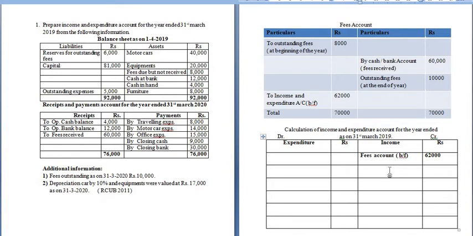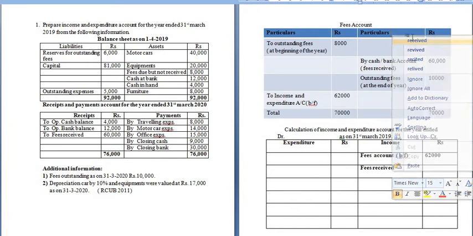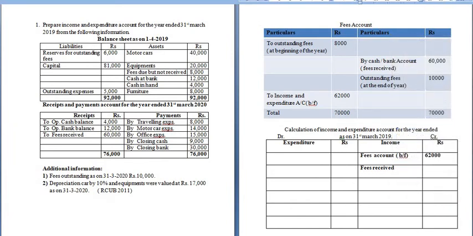So that is how much fees received in advance. Fees received in advance. Okay, how much did we receive as fees in advance in the last year? That is 6,000. So we'll move to the next in the income and expenditure account.